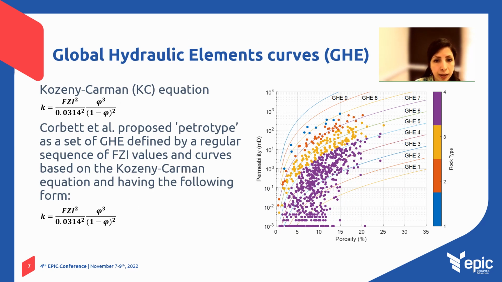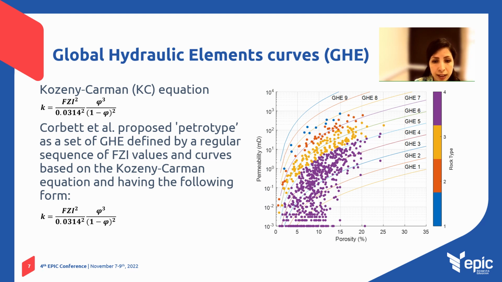To characterize a particular set of petrophysical rock types, Corbett et al. proposed the word petrotype, which refers to a set of global hydraulic elements, or GHE, that they define by a regular sequence of flow zone indicator values and prescribed curves based on the Kozeny-Carman equation, and have the following form. You can see the formula.